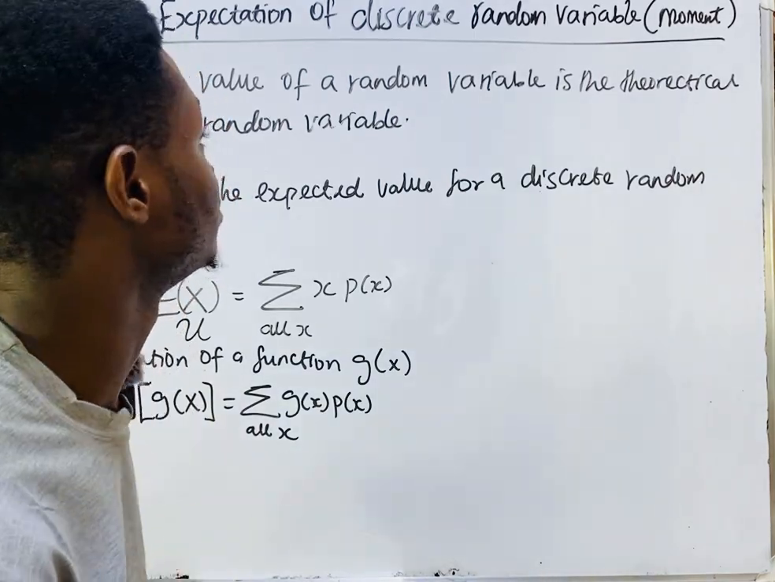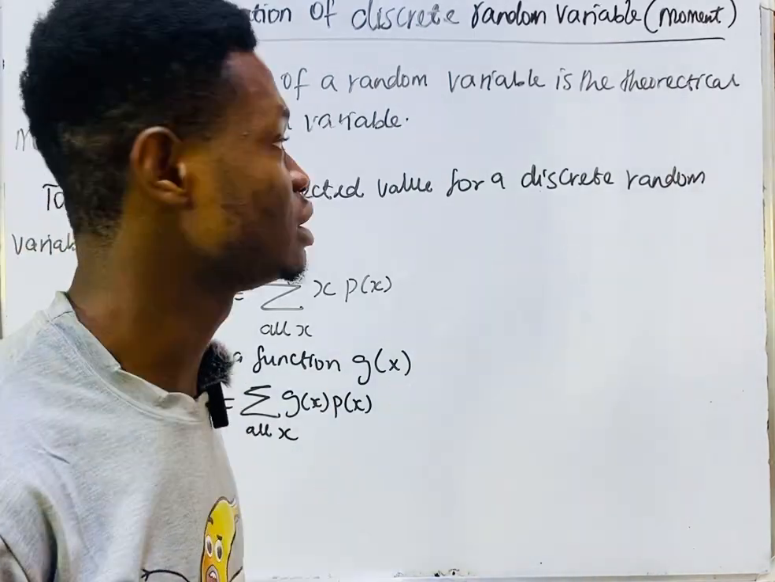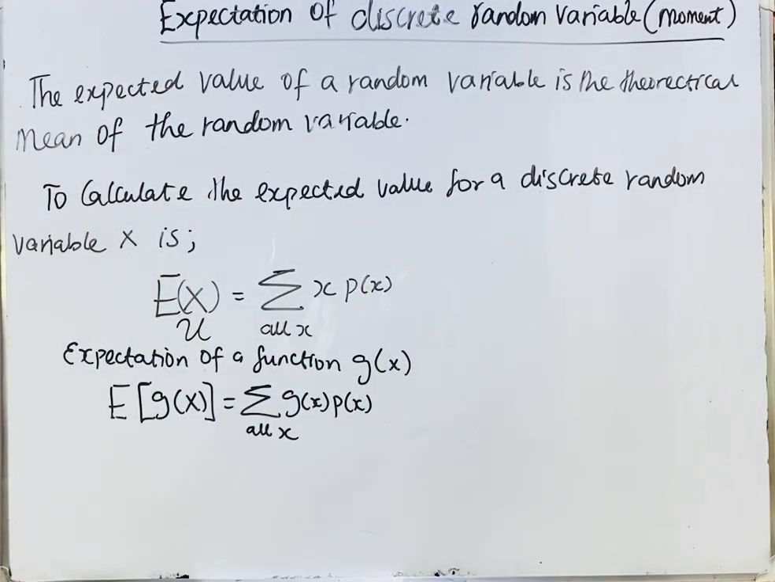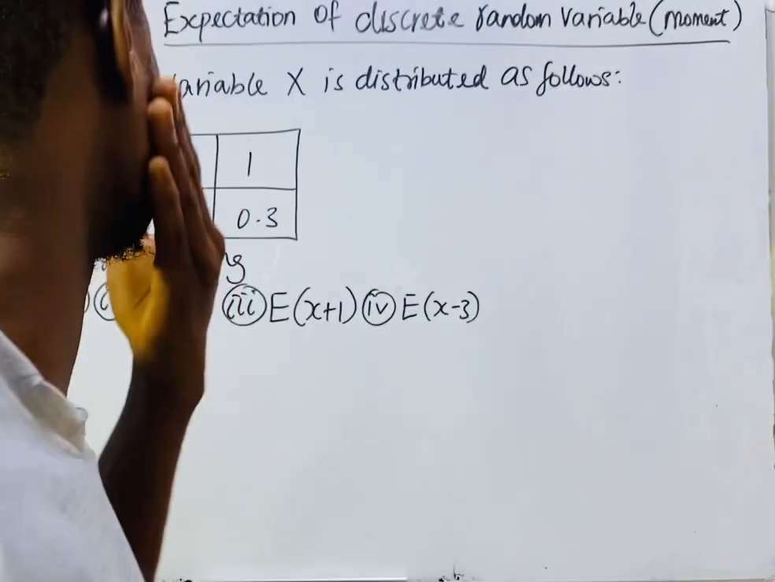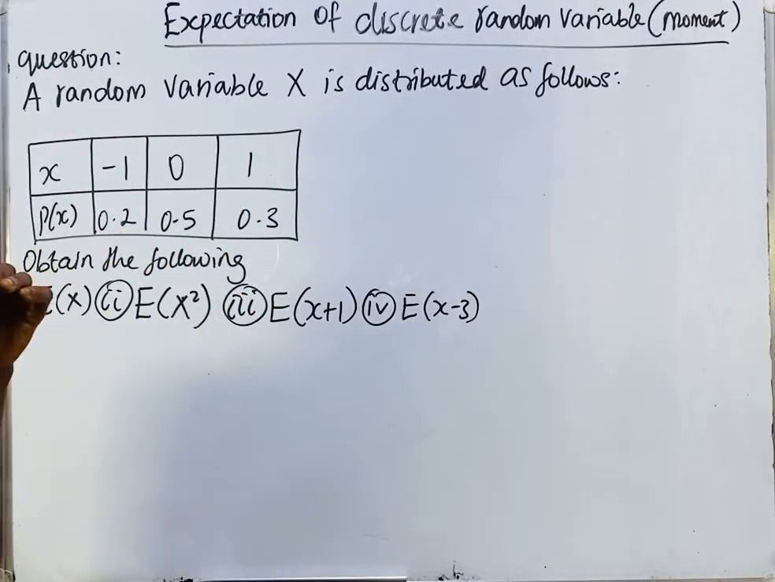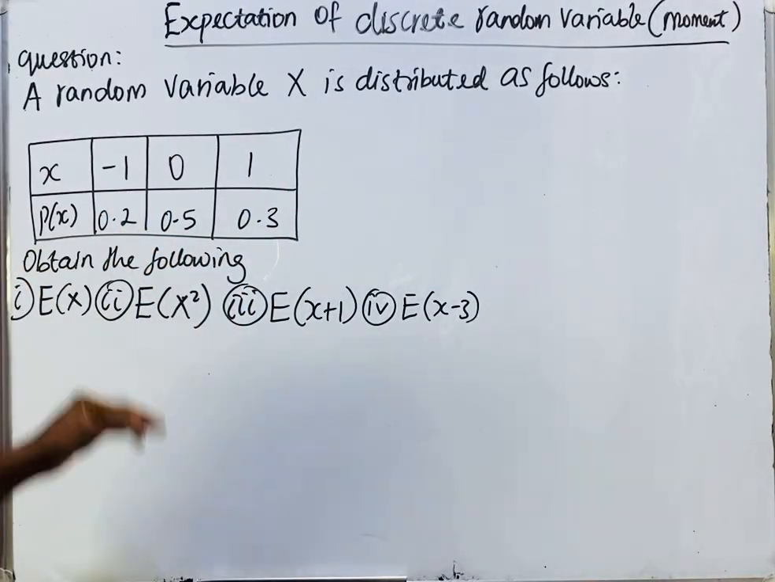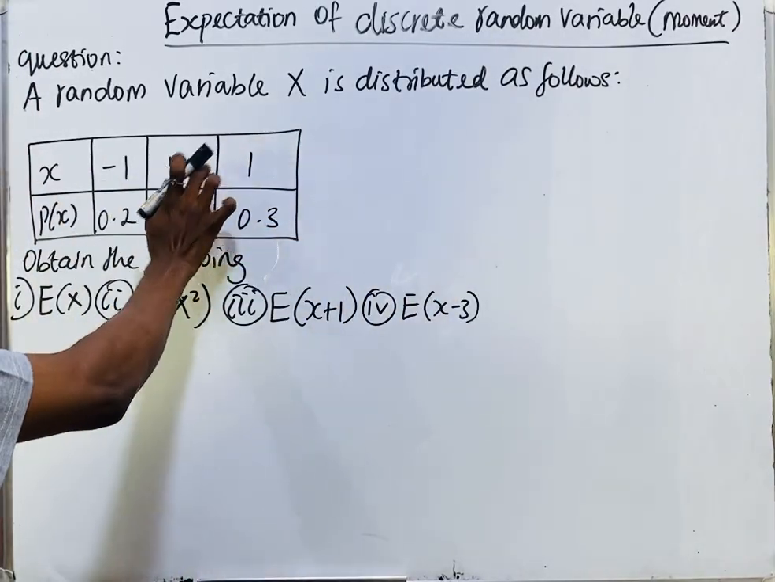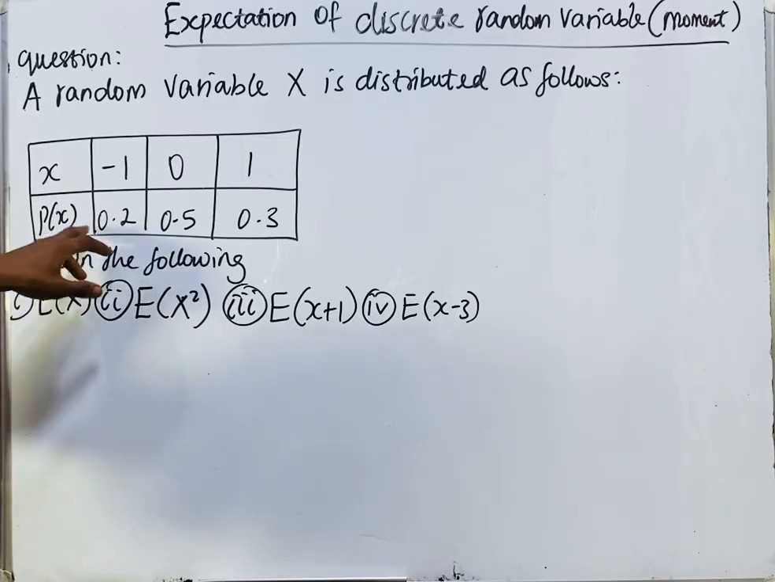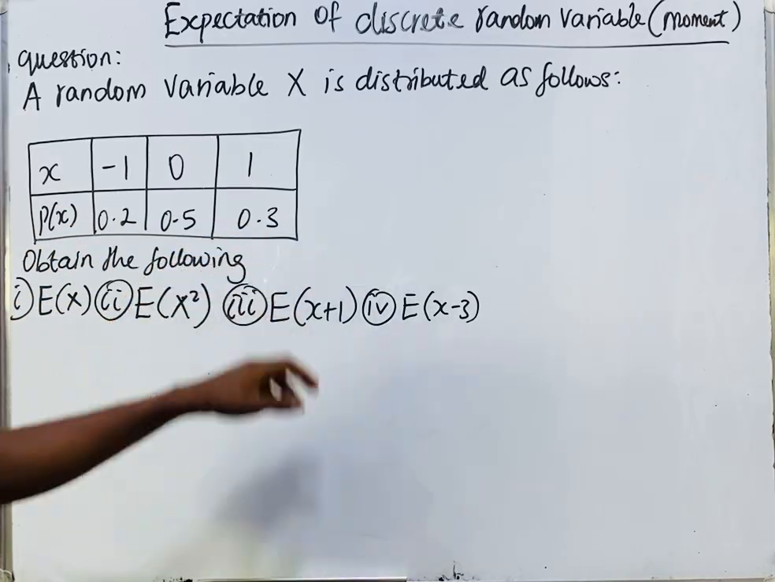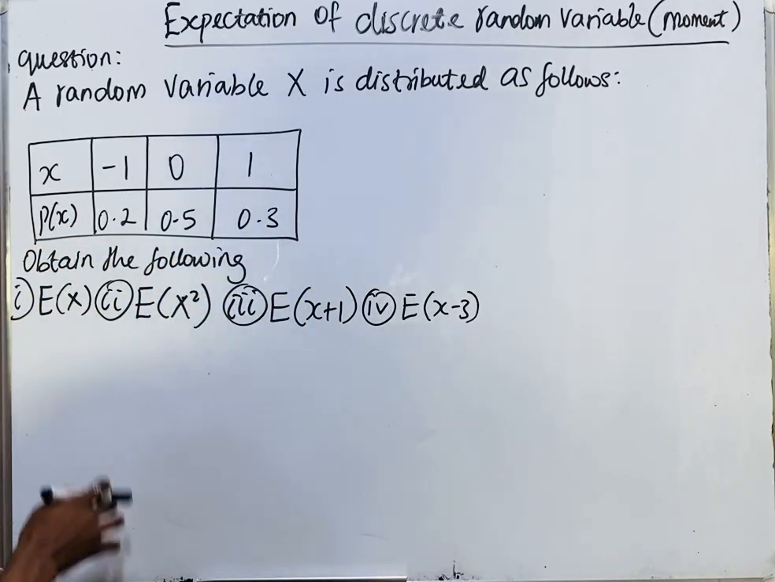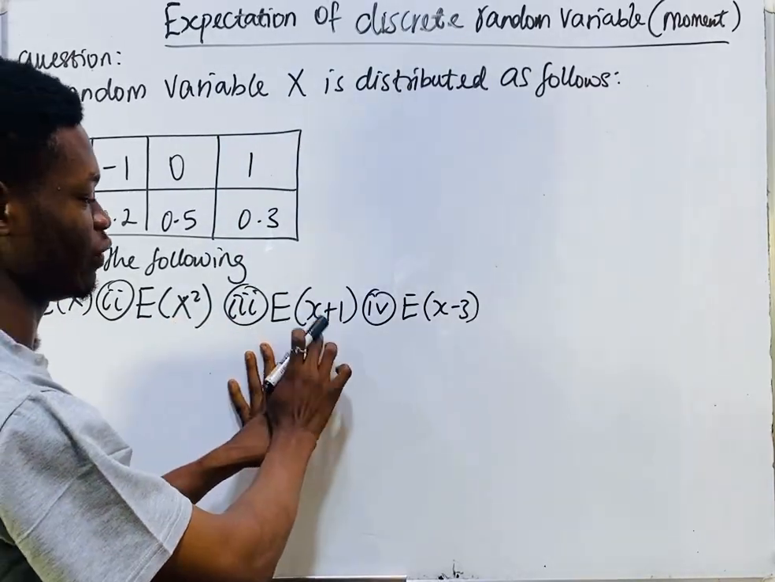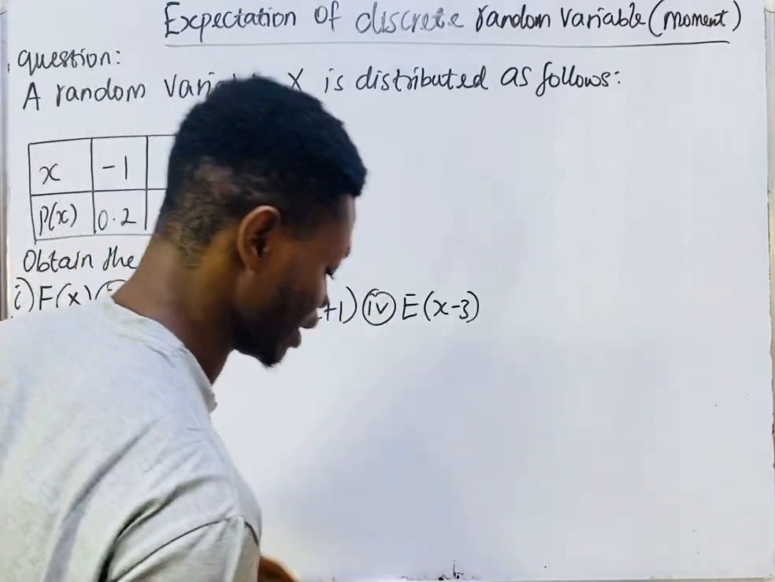So we will be solving examples on this expectation of a discrete random variable. Seeing this question on the board: a random variable x is distributed as follows. We have the x values -1, 0, 1, and p of x 0.2, 0.5, and 0.3. Obtain the following: expectation of x squared, then expectation of x plus 1, and expectation of x minus 3.